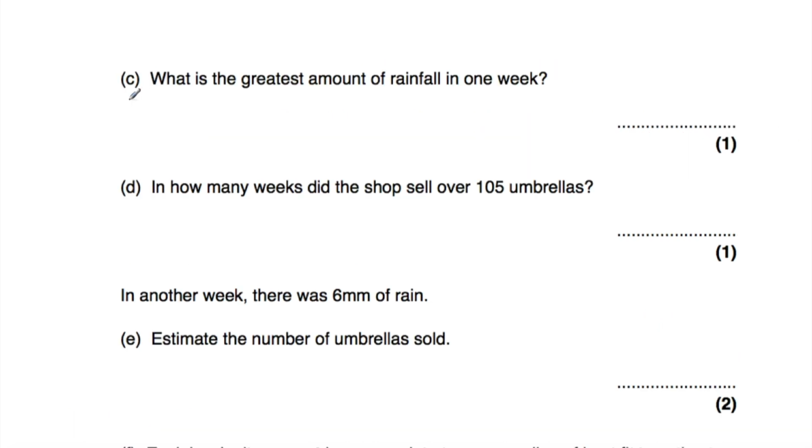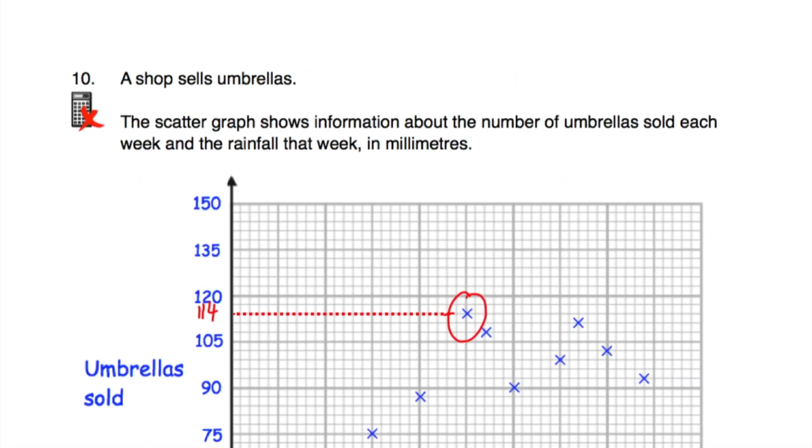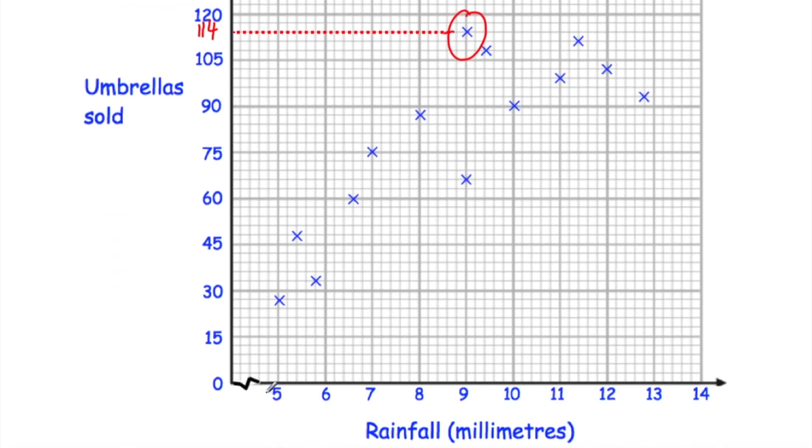Okay, let's look at our next page. Let's turn over. Part C says, what's the greatest amount of rainfall in 1 week? So let's go back to our scatter graph. The rainfall is going across horizontally. The greatest amount of rainfall will be in this week here. That week's got the greatest amount of rainfall because it's the furthest to the right. So let's go down and see how much rainfall was in that week.